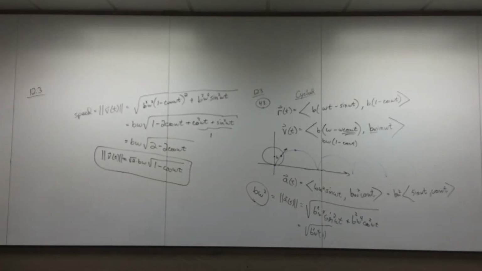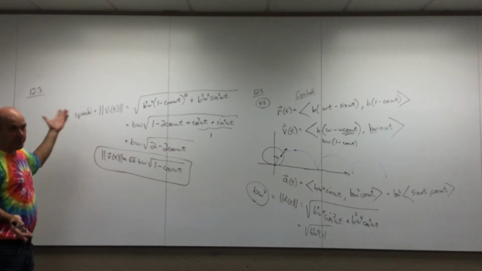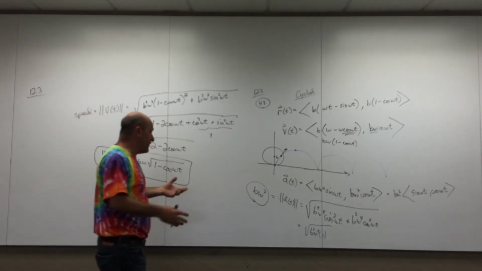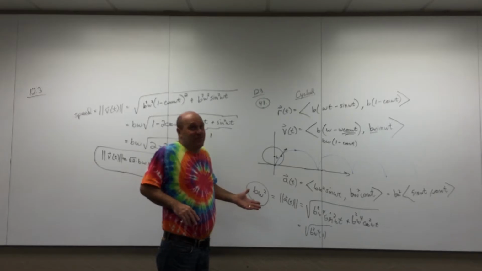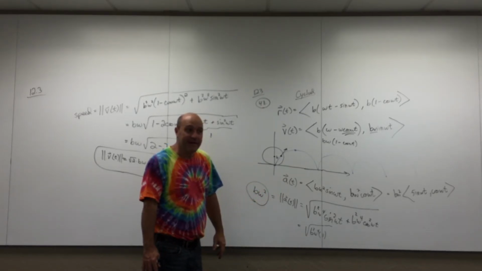Is there a word for the scalar of acceleration? Yeah, you're right. The magnitude of velocity, we've got a word for it called speed. The magnitude of acceleration is just called the magnitude of acceleration. Again, I don't think I have a word for it.